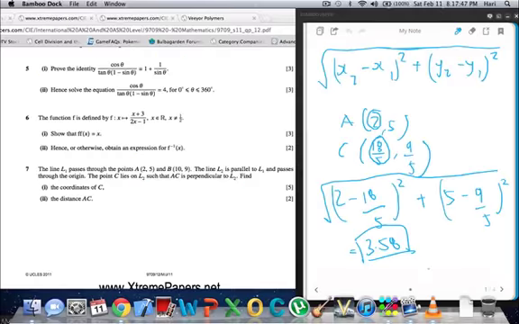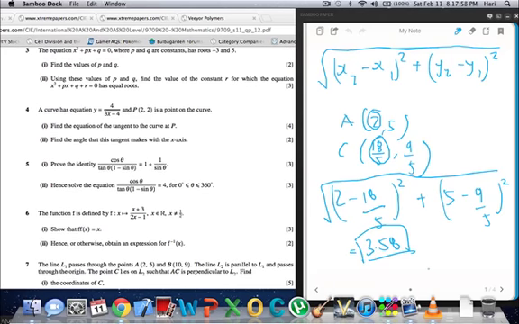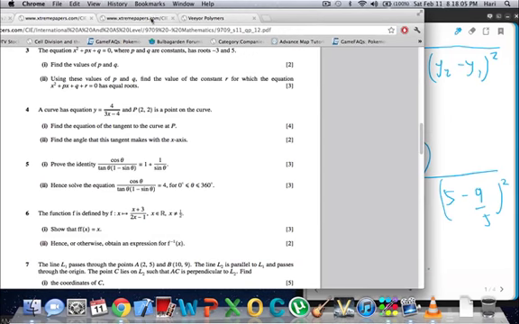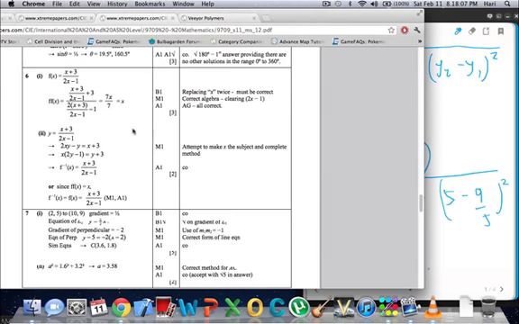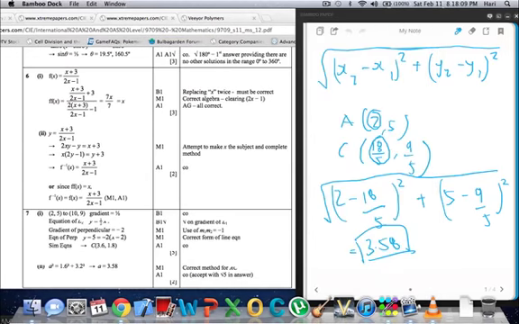And let's check our answer in the marking scheme. My mouse is down again. Okay, found it. If we check our answer, 3.58 is the correct answer.